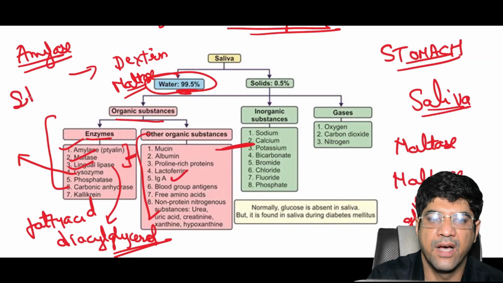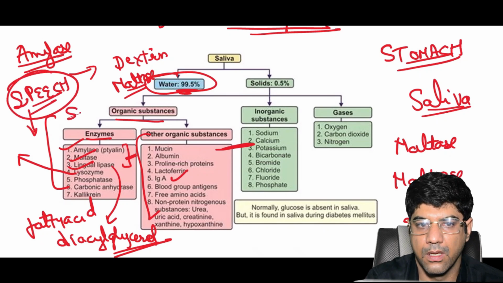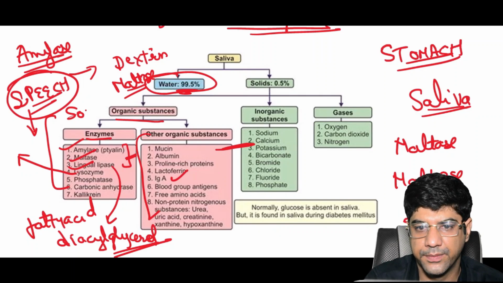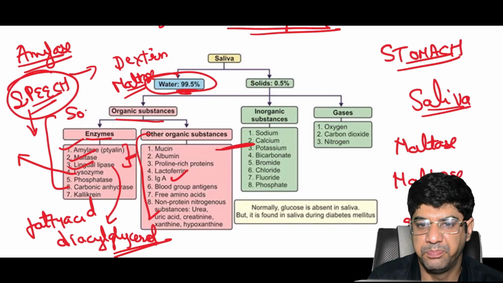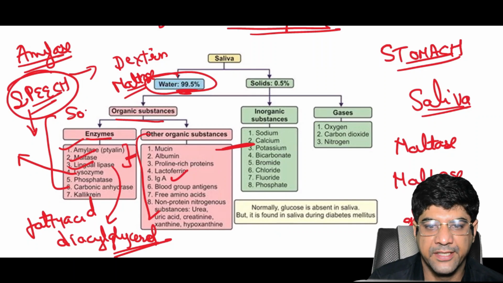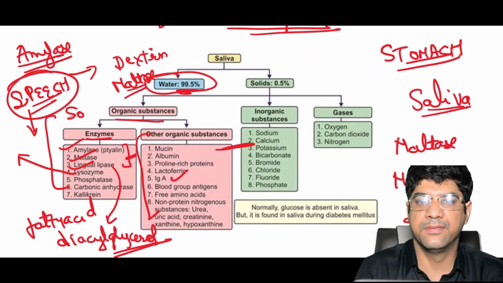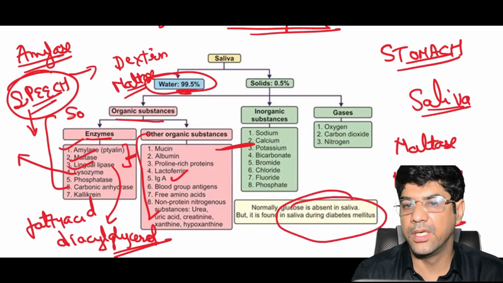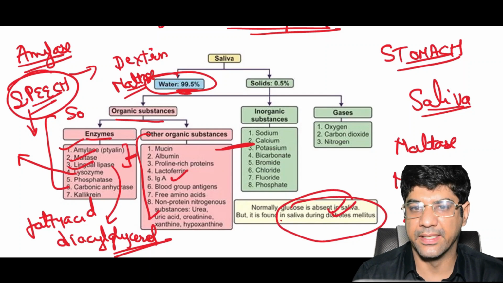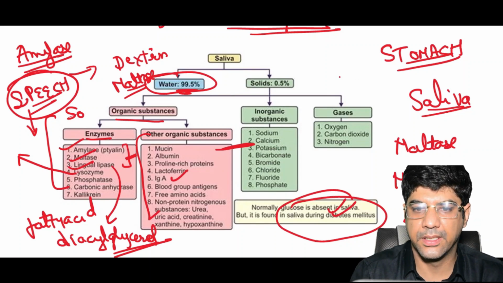Another important role of saliva is in speech. Saliva will moisten and lubricate the soft parts of the mouth. So that is why we can speak effectively. Dry mouth makes speaking difficult. In some pathological conditions, saliva may excrete substances not typically present, such as glucose in diabetes mellitus or excess urea during nephritis.